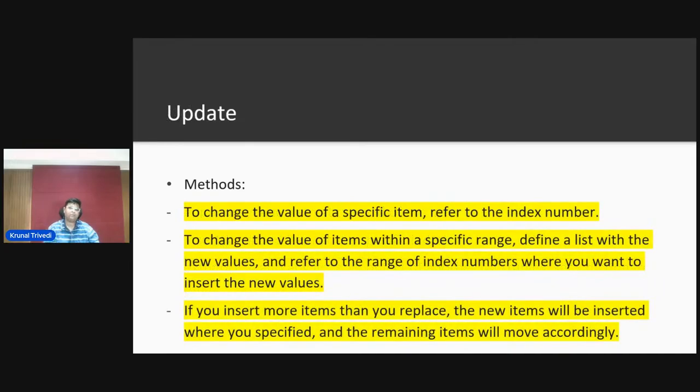We have the update operation. The update operation is used to change the value of a specific element in the list. For that, we have to grab the list element. We grab it by the index, and then we provide the new value. Again, we have multiple options that we'll see.